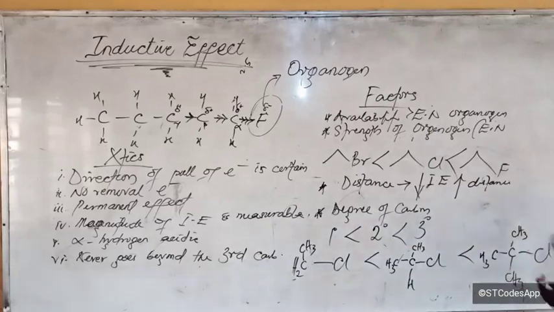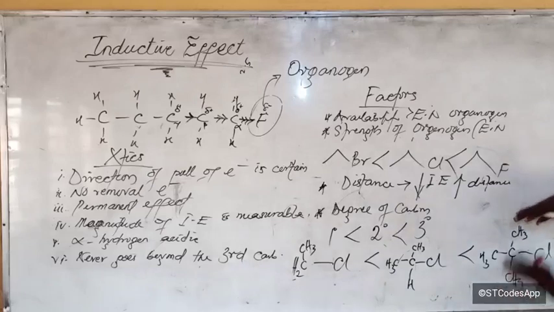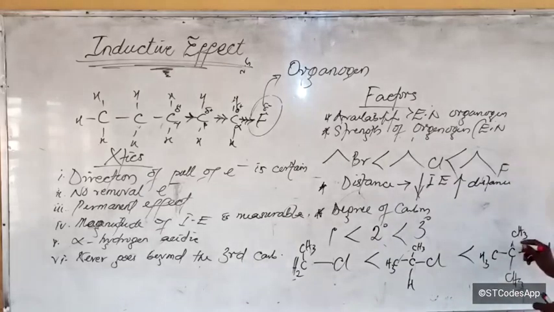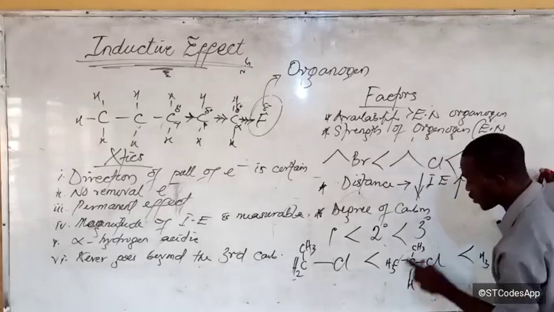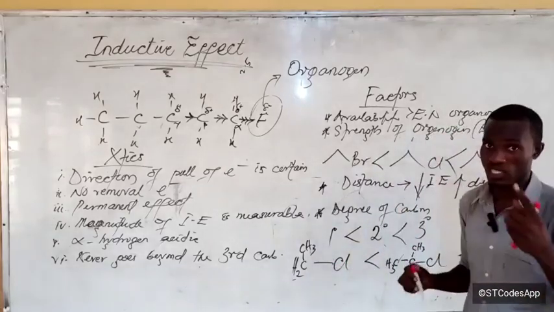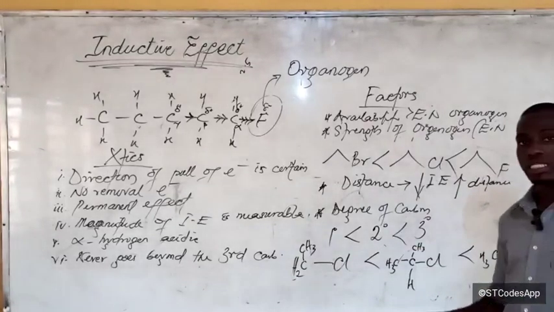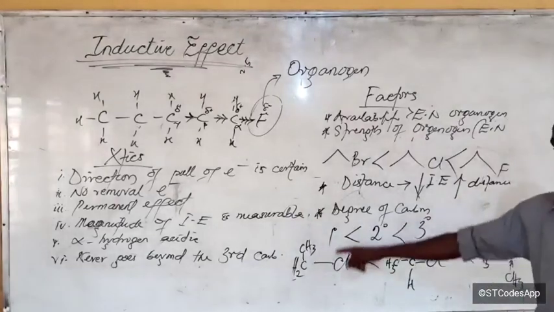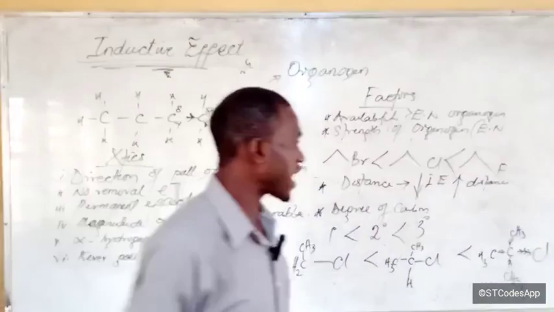And why is it so? Because these groups are known to be plus I groups. Because they are plus I groups, they are going to donate more electron density, and because of that, the induced effect will be more. This carbon will induce on this one, on this one, and on this one, unlike here where it will induce on only two, and here where it will induce on only one carbon. Is that okay? So that is why the effect is more on the tertiary carbon than on the secondary carbon, and the secondary is more than the primary carbon. And this is the basis of carbocation stability. I'm going to explain that in the next video.